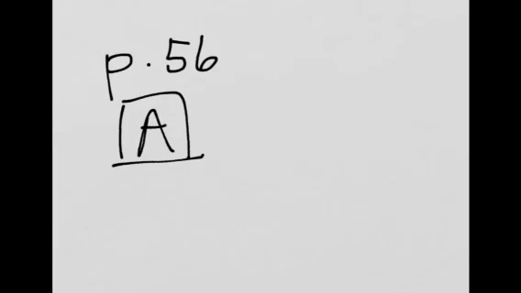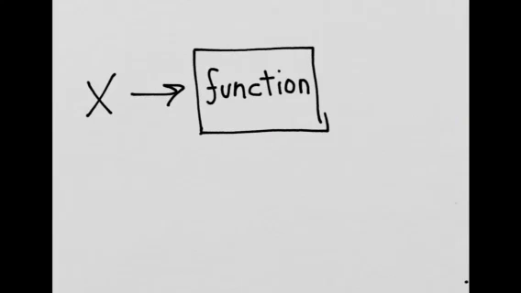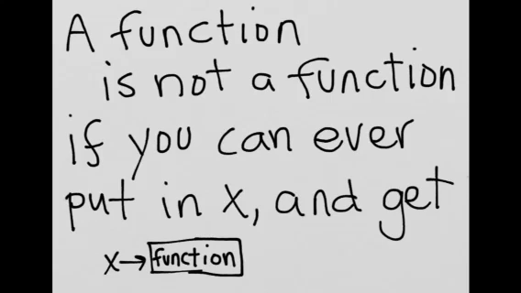In this video, I'm going to cover the material on page 56 under A. Page 56 under A is about functions. A function is a special relationship between x and y. You could think of it as a box where you put x in and out comes a value of y. It's important to know that a function is not a function if you can ever put in x and get more than one value of y.